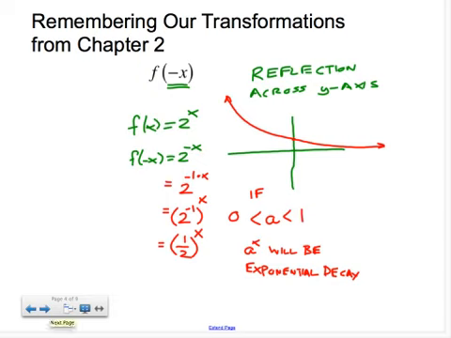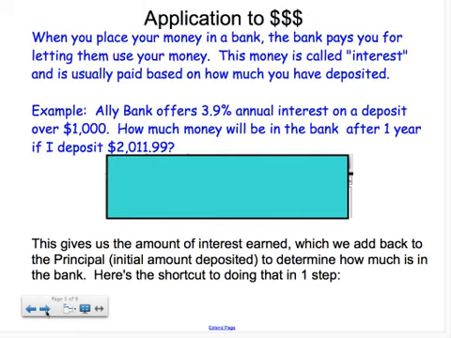Features about this graph: you still go through the point (0, 1). That didn't change. Now your horizontal asymptote is still the x-axis, but it's at positive infinity rather than negative infinity. So horizontal asymptote of the x-axis as x approaches positive infinity. Your graph is still positive all the time, and your graph obviously is decreasing. That's why we say exponential decay. It gets smaller.